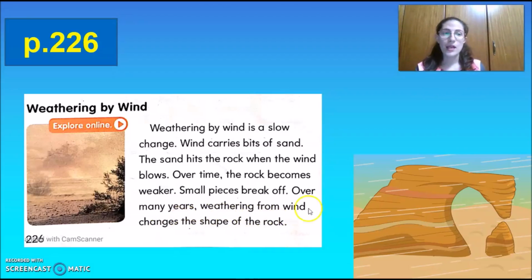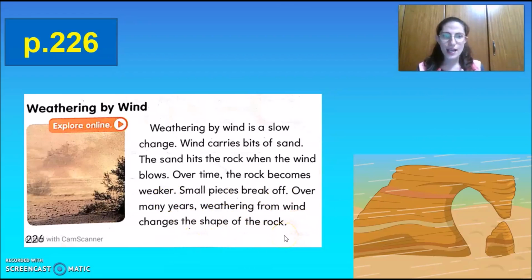So, I'm going to read it one more time, then I'm going to explain it more and more. Okay, so weathering by wind is a slow change. Wind carries bits of sand. The sand hits the rock when the wind blows. Over time, the rock becomes weaker. Small pieces break off. Over many years, weathering from wind changes the shape of the rock.